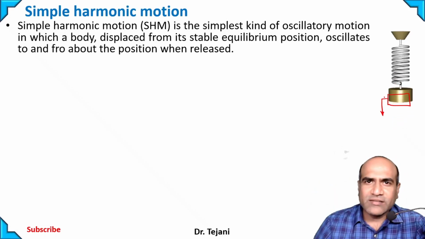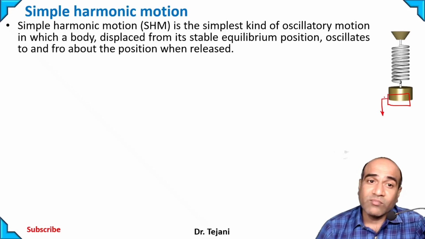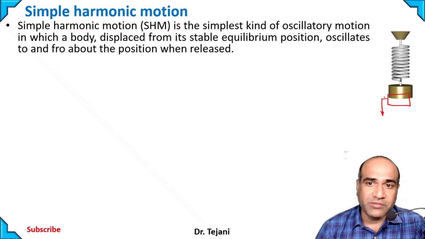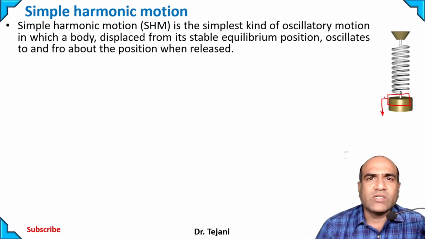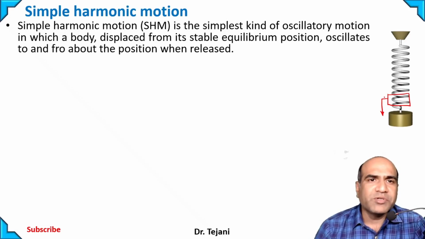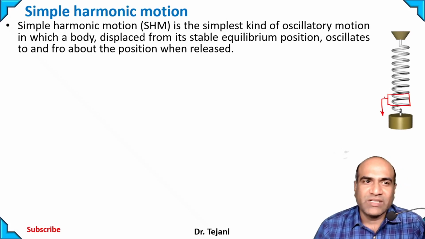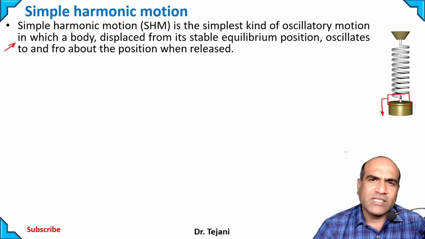So any to and fro motion which repeats by itself is known as simple harmonic motion. In general, these are known as oscillatory motion. And simple harmonic motion also has a more relevant definition than the one shown here. Just wait for that.